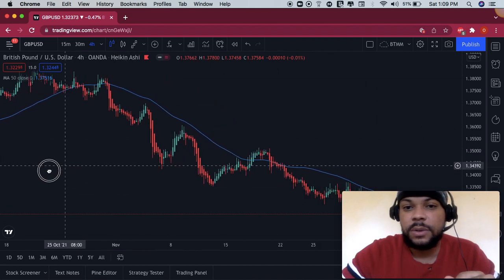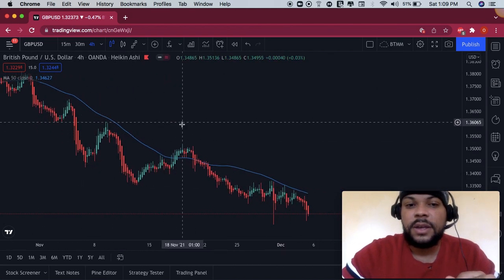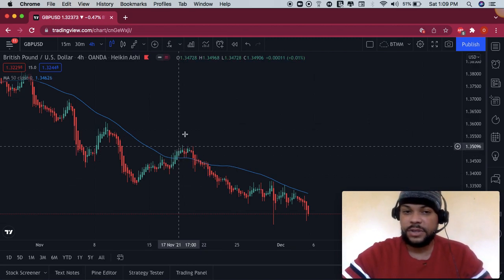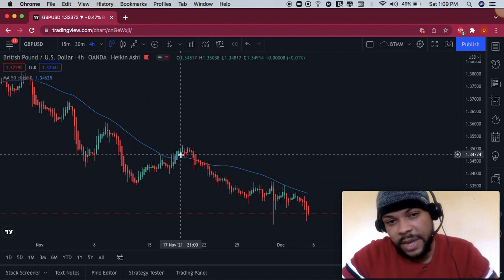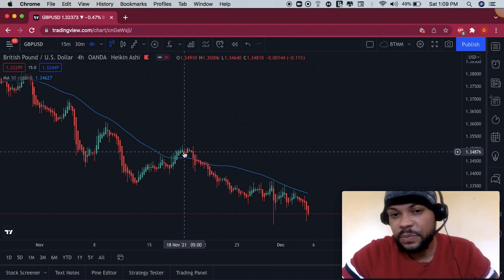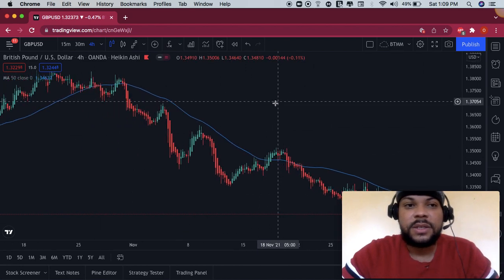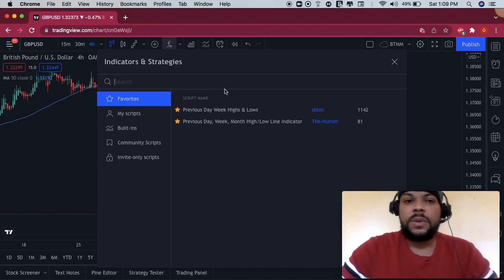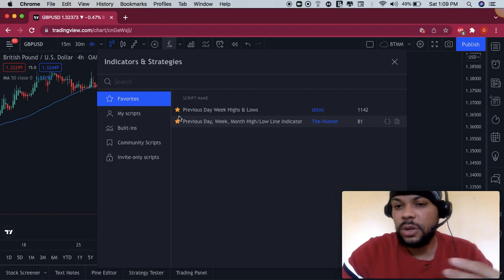The next thing also applies. If I'm going to enter a buy, my Heikin-Ashi has to be above the moving average and it also has to be green. So I would be entering right here. I wouldn't be entering on a red candle. So that's how you use indicators to help you with your trading. The good thing about indicators is if you find one that you like, you can add it to your favorites. You can put a star right there so that you will always have quick access to it.